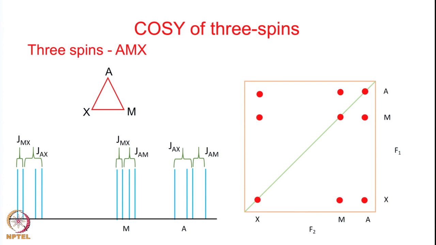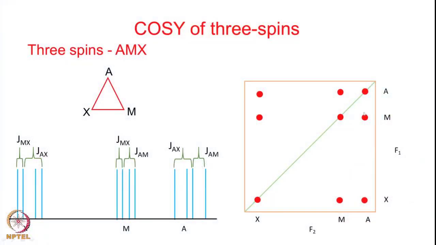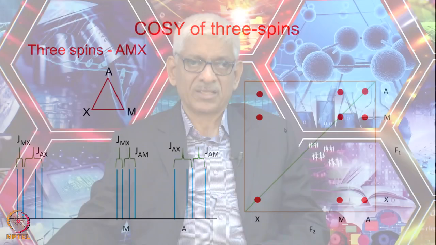So let me just repeat this feature once more, that for the case of 3 spins we will have the fine structure in the individual peaks, this we will discuss later, but at the moment it is sufficient to note that you have a network of coupled spins, and this network of coupled spins will be displayed in the form of cross peaks appropriately depending upon the nature of the couplings we might have. And the fine structure will be present in each of these diagonal peaks as well as in the cross peaks, and the features of this we can see in the next class.